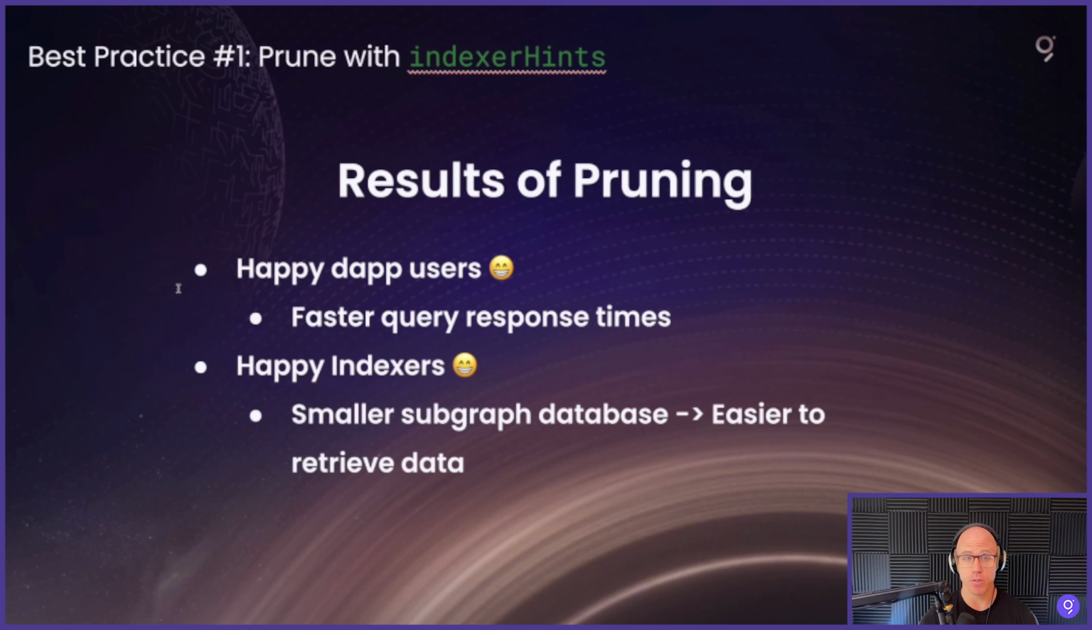Essentially, we have happy dApp users because we get faster query response times, and happy indexers because with pruning, our subgraph's database is smaller, and it's easier to go through the data in the database and easier to retrieve it. It's just much, much faster with the query response time with that smaller subgraph database. Now, what does this look like? How do we actually integrate pruning with our subgraphs?